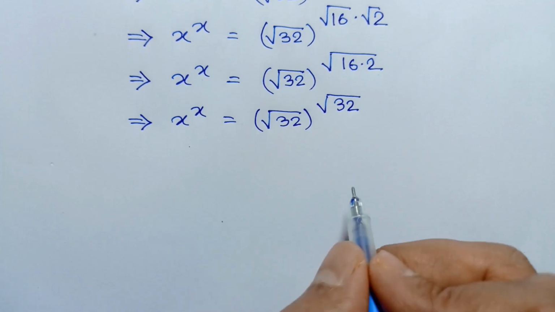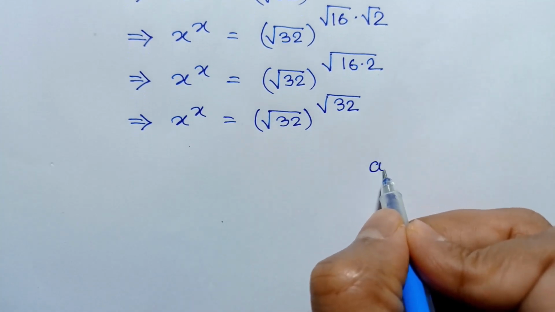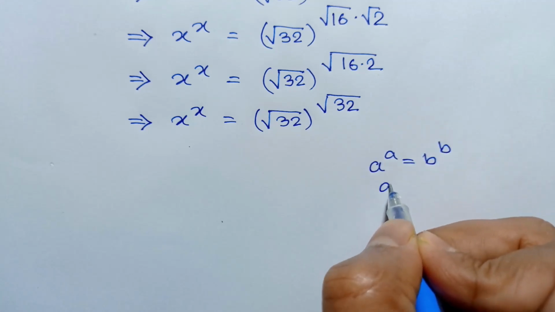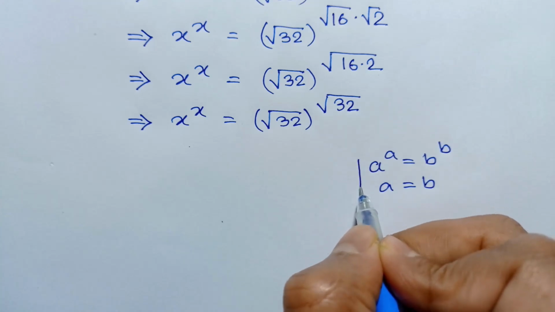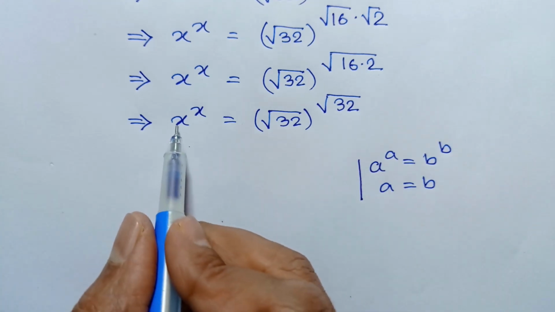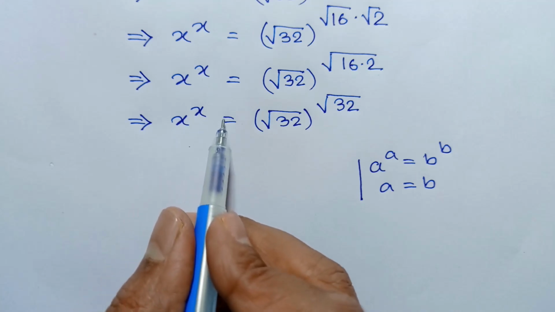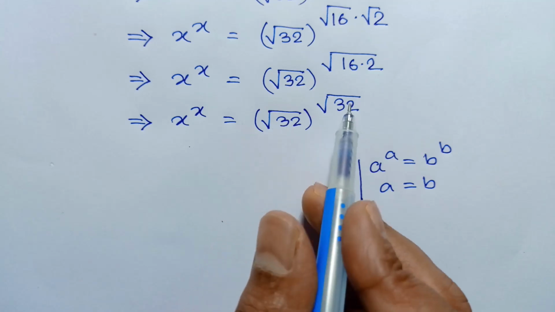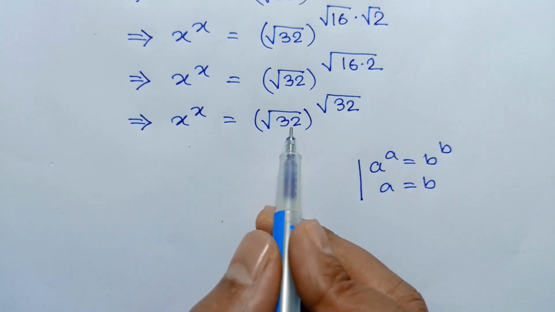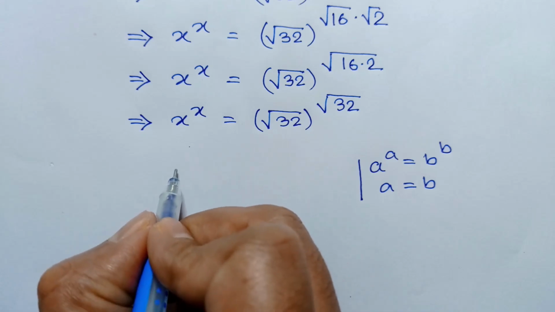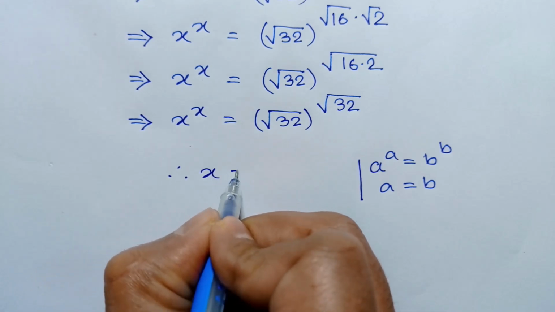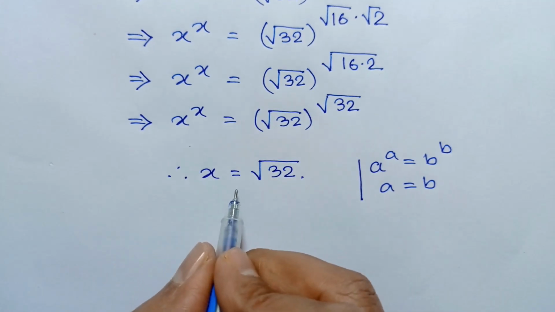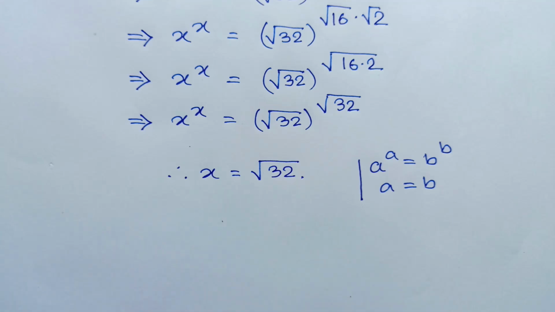Now, according to this formula, when a to the power a is equal to b to the power b, then a is equal to b. So, applying this, x as a to the power a is equal to square root of 32 as b to the power b. So, this x is equal to square root of 32. So, the value of x is equal to square root of 32. So, this is the solution of this given equation.